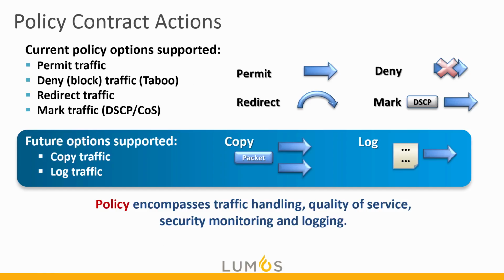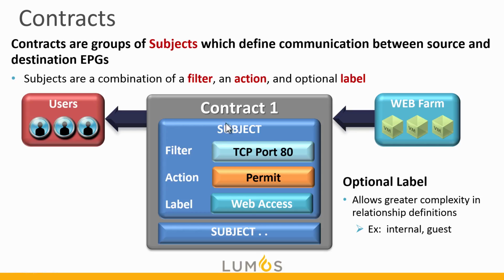So the actions in the policy, the current ones, are essentially to permit traffic, to deny or block traffic, and this is a special kind of contract. It's actually a different contract that we create called Taboo. So when we look at the demo, I'll just go back. When we go in to create a contract and then we create our subject, we'll see a place to create the filter and a label, but you won't see an action.